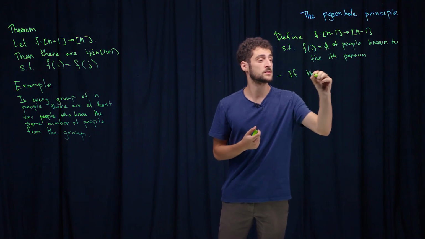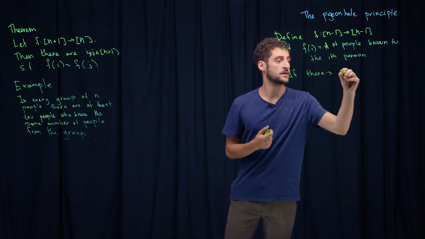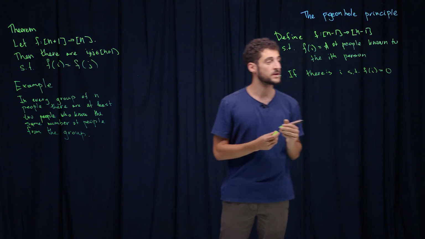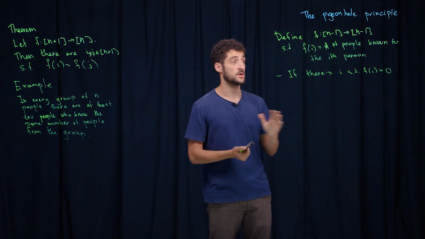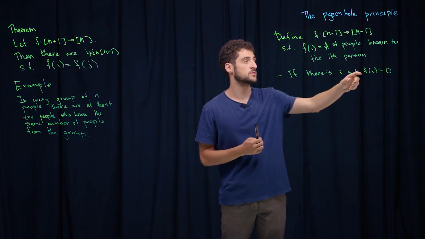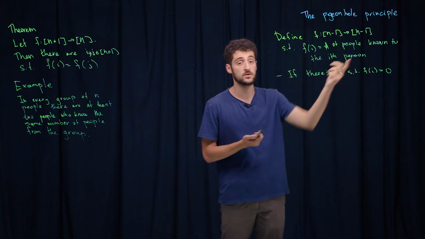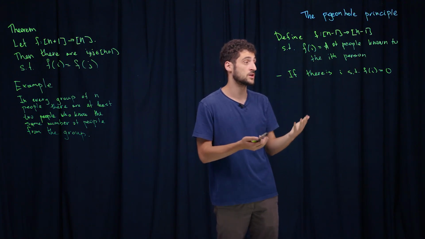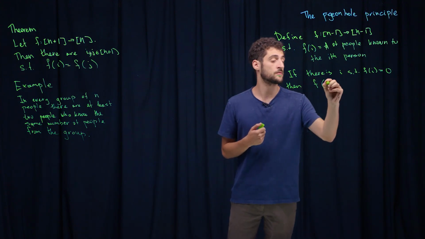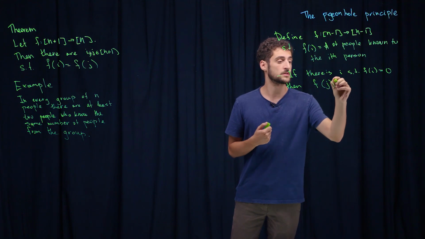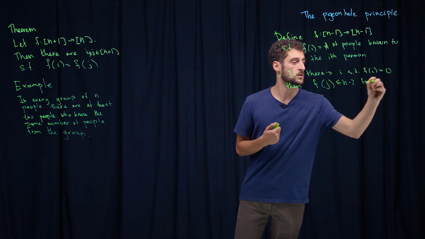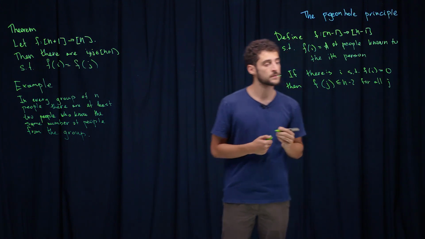If there is i such that f of i is equal to 0, in other words, there is a person who knows nobody. Note that it's impossible that there is another person who knows everybody, because in this case they don't know each other and know each other at the same time. So f of j is less or equal than n minus 2 for all j.